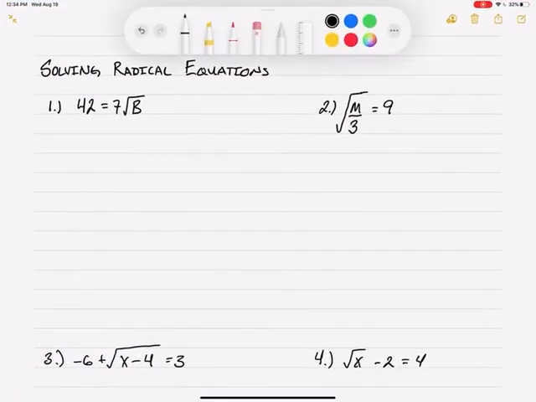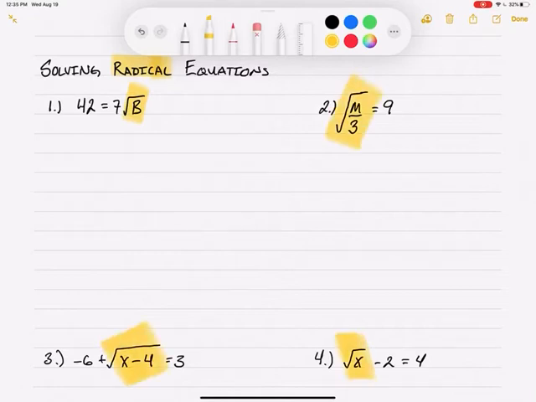Alright guys, today we're going to look at how to solve radical equations. First off, the word radical means it has a square root. So the equation contains a square root, contains a radical sign. The radical symbol is the same as a square root symbol. So these are all radicals.